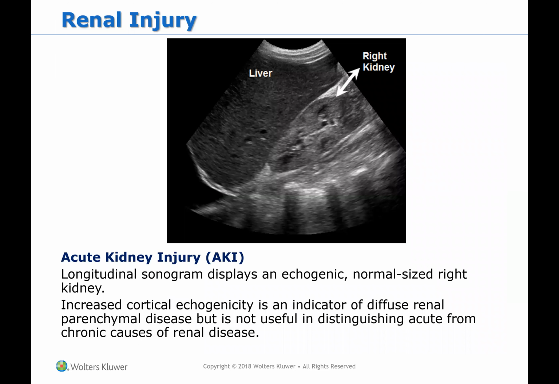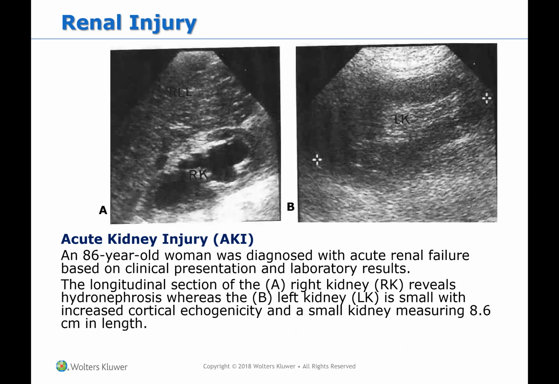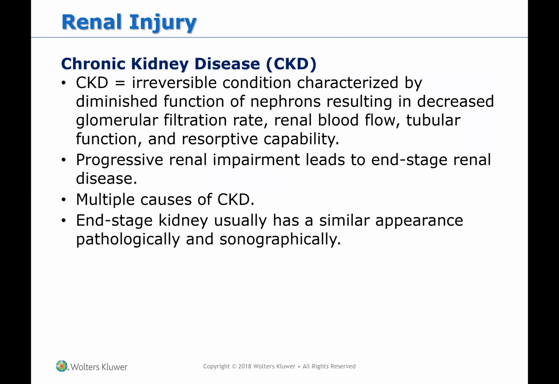So acute kidney injury: the long sonogram plate displays an echogenic, normal-sized right kidney. Increased cortical echogenicity is an indicator of diffuse renal parenchymal disease, but is not useful in distinguishing between acute and chronic cause. So both kidneys in an older lady with it.